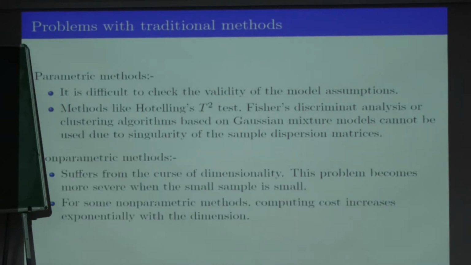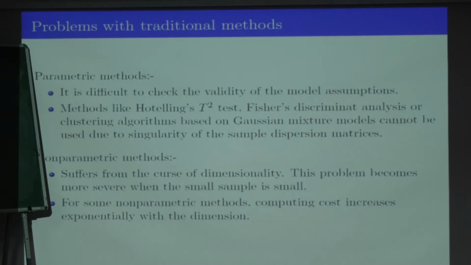On the other hand, non-parametric methods, we know that compared to the parametric method, to get a reasonable result with the non-parametric method, we need to have more sample size. So when we have less sample size, it is very difficult to use a standard non-parametric method meaningfully, because the curse of dimensionality kicks in. And on top of that, the computing cost for some of the non-parametric methods also grows exponentially as the dimension increases. So this is the problem that we face in the case of analyzing high-dimensional low sample size data.